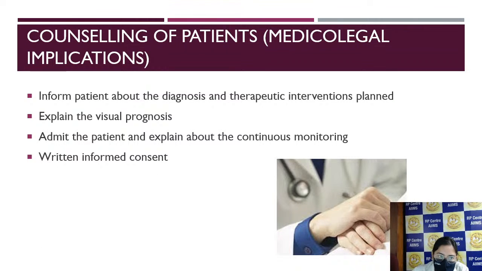Another important thing that has to be done is the counseling of the patient. We have to inform the patient about the diagnosis, the cause of endophthalmitis, and the therapeutic intervention that has been planned. Explain the visual prognosis, admit if possible, and explain about the continuous monitoring that will be done. And written informed consent should always be obtained.